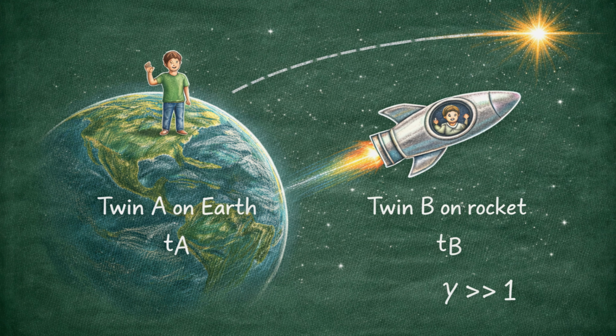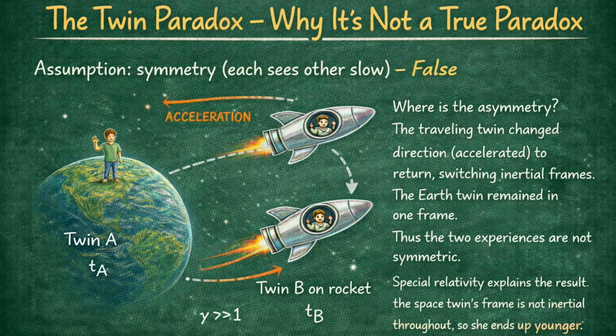This seems paradoxical because each twin sees the other moving. Where is the asymmetry? The traveling twin changed direction, accelerated, to return, switching inertial frames. The Earth twin remained in one frame. Thus, the two experiences are not symmetric. Special relativity explains the result. The space twin's frame is not inertial throughout, so she ends up younger. There is no real contradiction once we account for the acceleration and relativity of simultaneity.